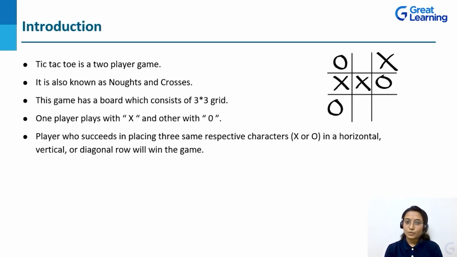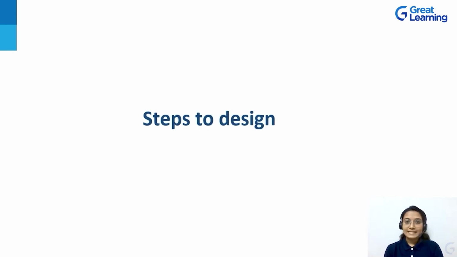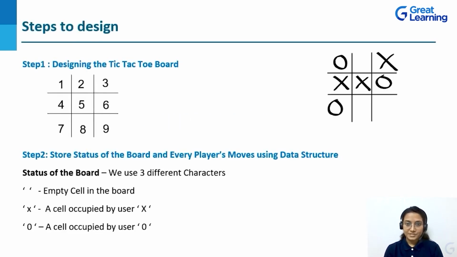So these are the basic rules which we have followed, which we have played in our childhood, and this is what the game is all about. First, let's understand in normal English language what are the different steps we have to follow, nothing but a kind of algorithm. So let's quickly hop into step 1.